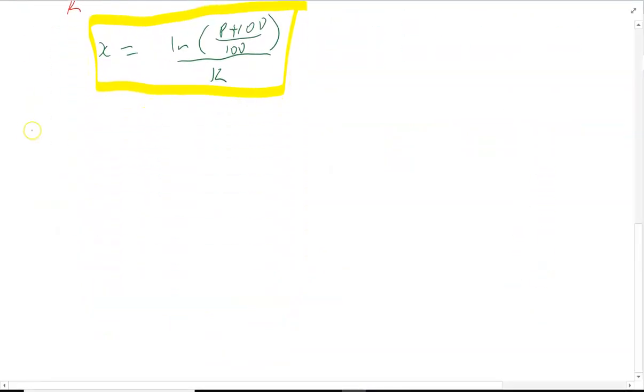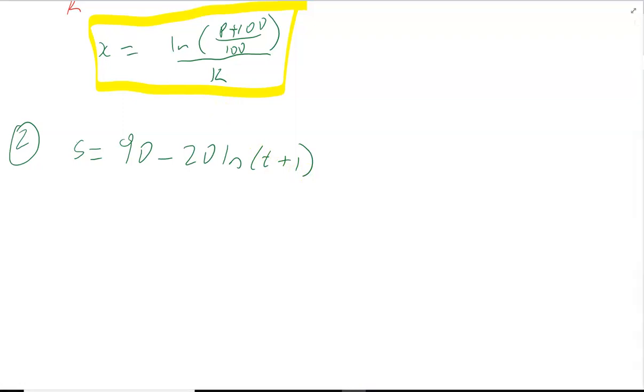Problem number 2: you have s is equal to 90 minus 20 ln of t plus 1, and we want to solve for t. So we want to eventually isolate t. First off, let us subtract 90 from both sides.